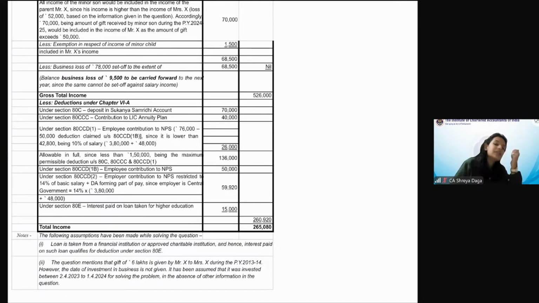So getting a gift is one thing from section 56(2)(x) perspective, but investing it in business and earning profits therefrom is what is relevant for clubbing perspective. Okay, so we are assuming that the gift that she has got from her husband, she has invested prior to 1st April 24, so that as on 1st April 24, the total capital in business includes capital contribution from husband also. Okay, give a note.